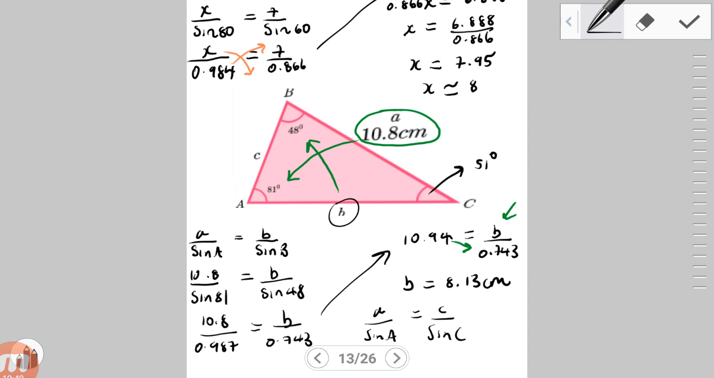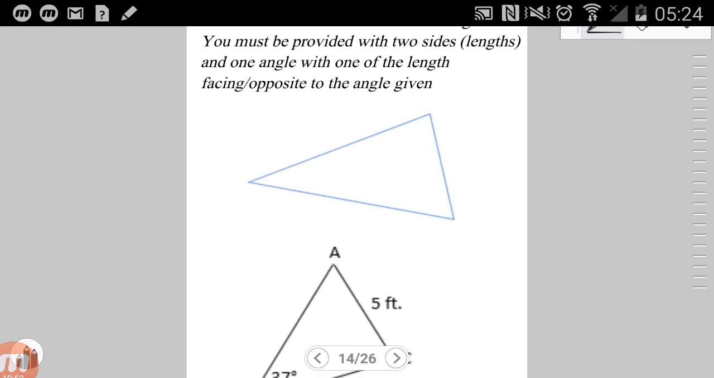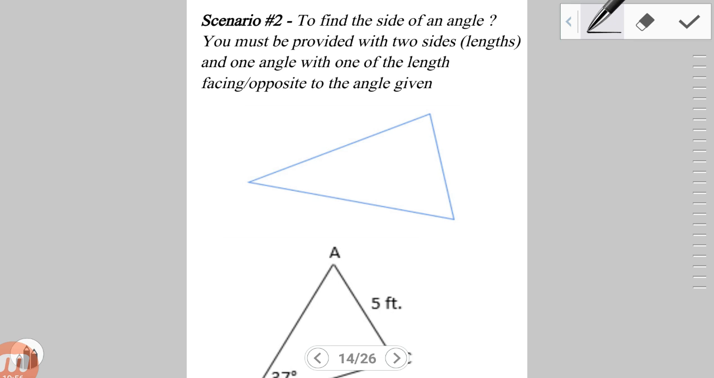All right, good. So hopefully you have a clear understanding of how to use the sine rule to find the length of a missing side. Now we're going to use the sine rule not just to find a length, but to find the size of an angle. So this is scenario number 2. Right here where I have side, it should be size.